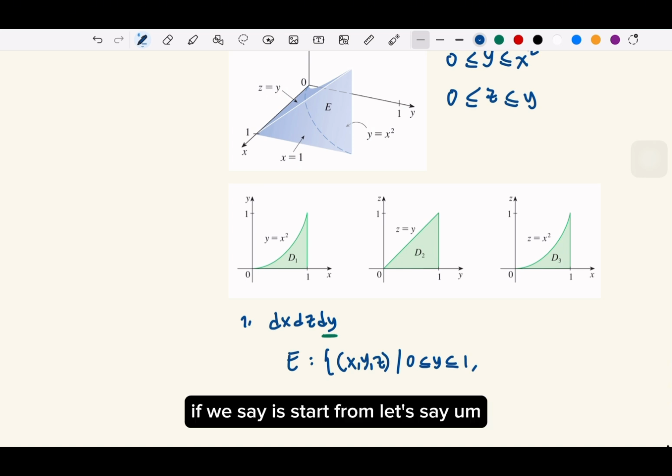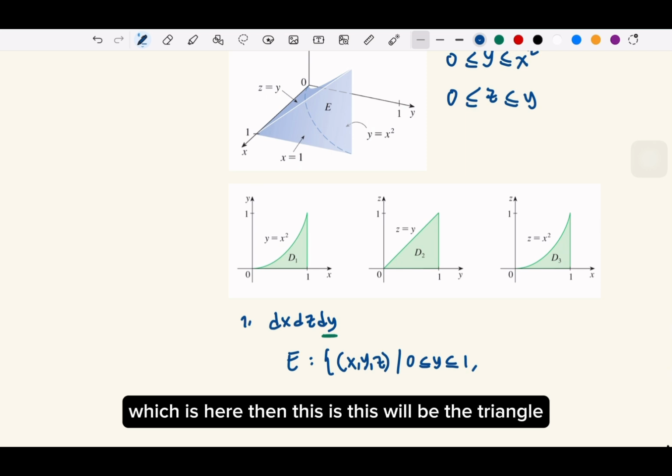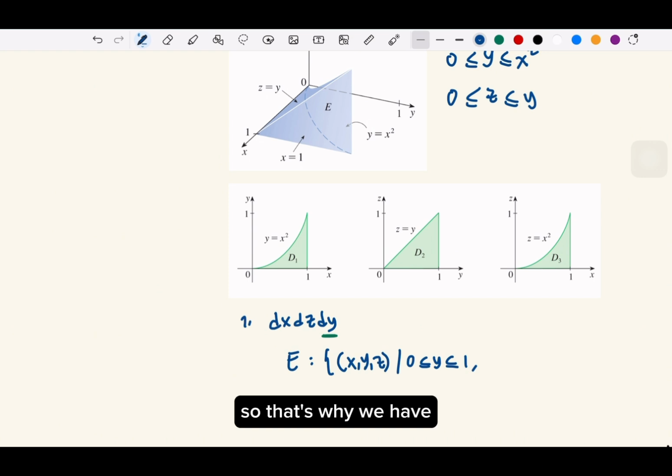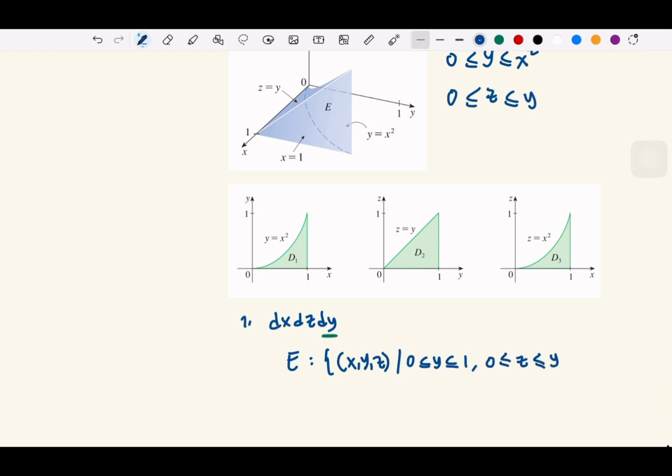If we say it starts from, let's say, z equal y, we start from z equal y to z equal 1, which is here, then this will be the triangle, right? Wrong triangle. But here, we start from z equal 0, and then it's supposed to go up, but the upper point is limited by this line, okay? So that's why we have z from 0 to 1.